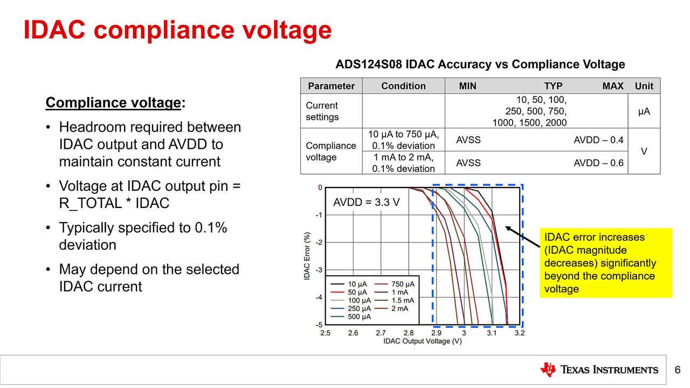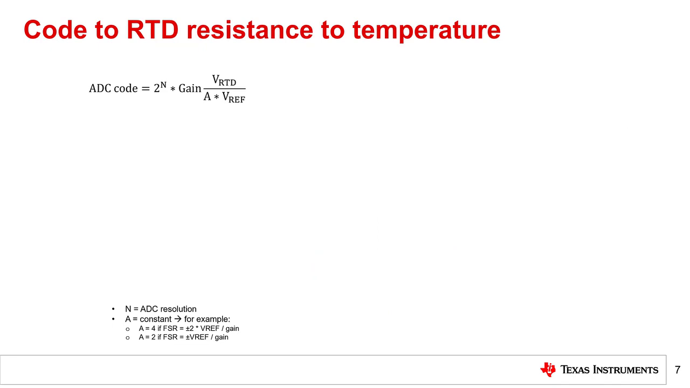Now, let's understand how to convert the measured ADC output code to a temperature. Shown here is the generic ADC code equation. The specific ADC code that correlates to the input voltage is equal to the total number of codes multiplied by any circuit gain, which is multiplied by the ratio of the input voltage to the reference voltage. Note that the reference voltage can have a scaling factor denoted by a capital A in the equation shown here.